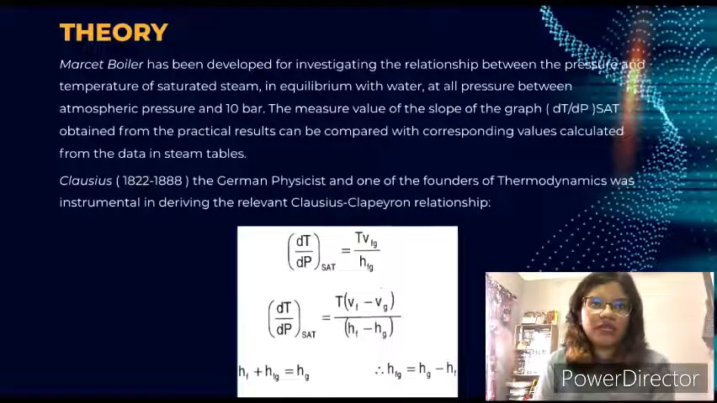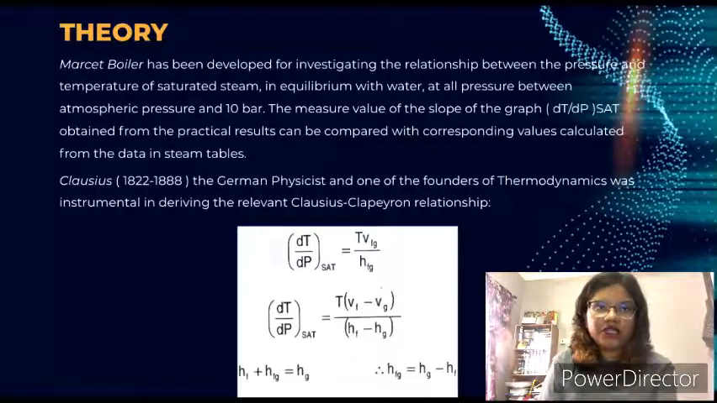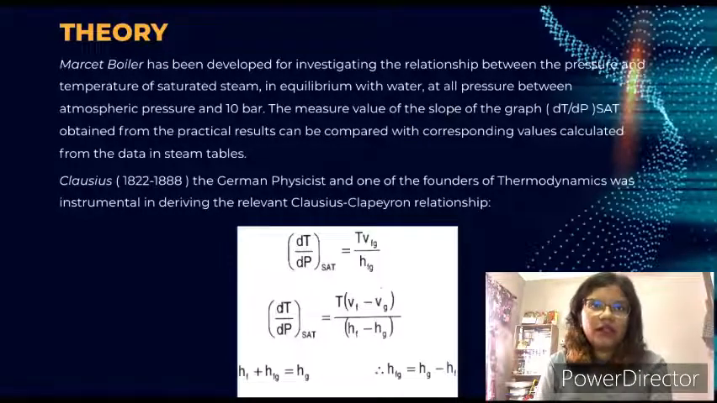The Marcet boiler has been developed for investigating the relationship between the pressure and temperature of saturated steam in equilibrium with water at all pressures between atmospheric pressure and 10 bars. The measured value of the slope of the graph dT over dP sat obtained from the practical results can be compared with corresponding values calculated from the data in steam tables. Clausius, the German physicist and one of the founders of thermodynamics, was instrumental in deriving the relevant Clapeyron relationship.